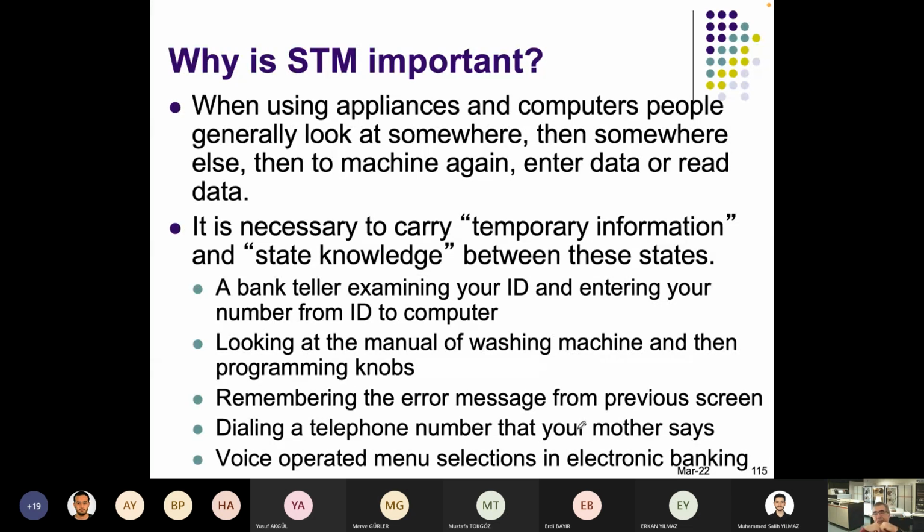Such as a bank teller asks for your ID, or you give the ID, he or she is going to look at the ID card and type the ID number by looking at it. How he or she is going to remember that number during that transfer is very important.